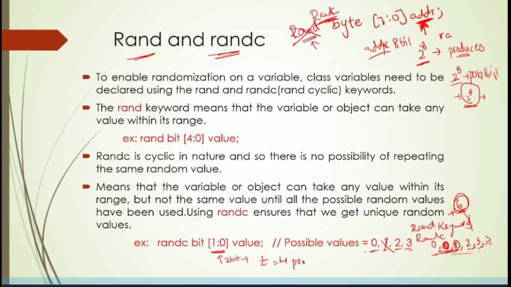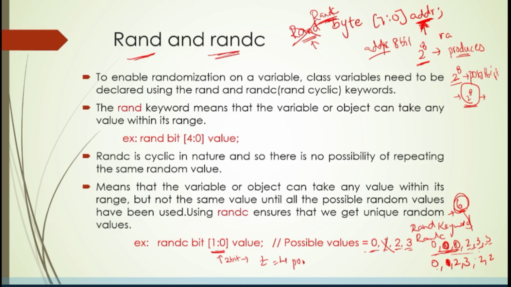But when you are using randc, see what happens: until all the values have appeared once, no repetition takes place. Randc means rand cyclic, cyclic in nature. That means until all the values are existing at one time, only then the repetition occurs.